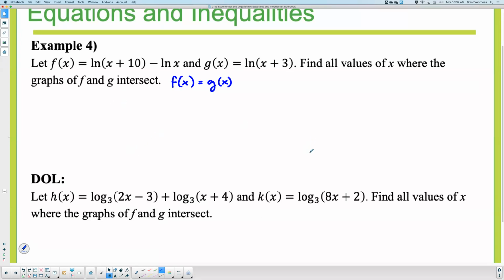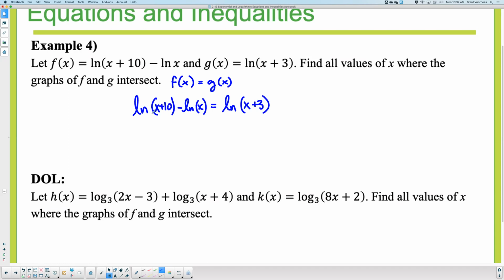Now, we'll graph this in a moment, but before we do, I'm just going to work you through the algebra. If I were going to say these were equal to one another, you would substitute. Well, what is f of x the same thing as? The natural log of x plus 10 minus the natural log of x. Now, what's g of x the same thing as? Natural log of x plus 3. All I did there was substitute in.